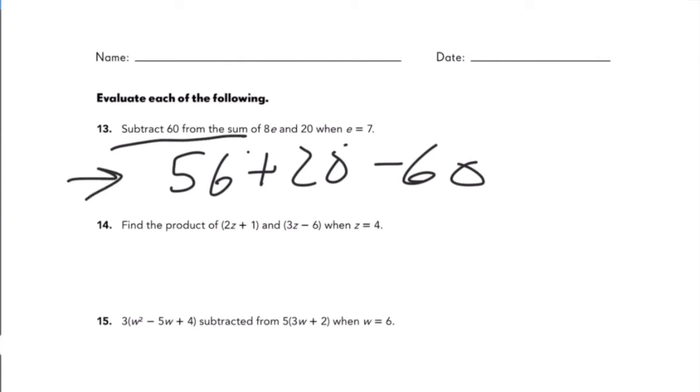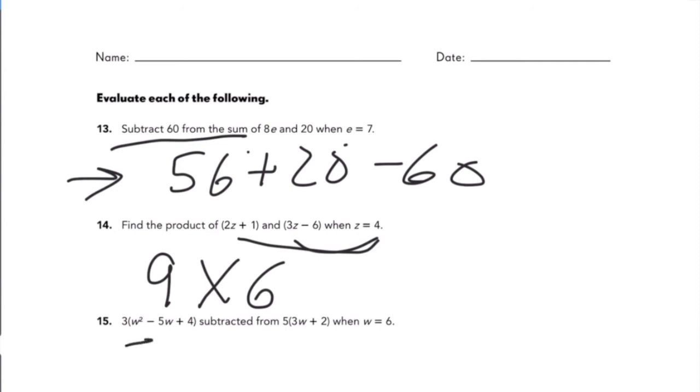So it says find the product of 2z plus 1 and 3z minus 6. So put 4 into z. So I have 8 plus 1 is 9, times, because it says product, 4 times 3 is 12 minus 6 is 6. So it'll be 9 times 6, and you need to solve it.